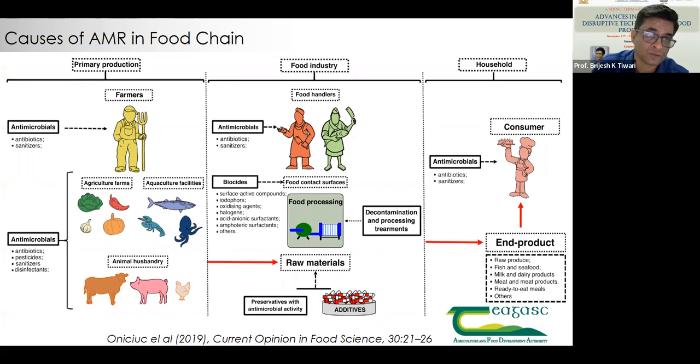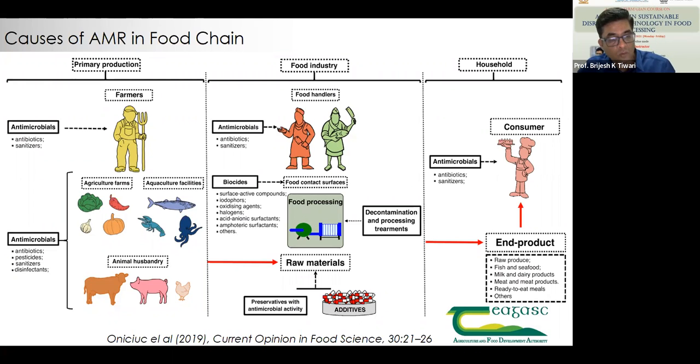We all know that a lot of pesticides are used on different crops, as well as different disinfectants. When it comes to the food industry, again there are food handlers and lots of sanitizers, whether chlorine or peracetic acid or different chemicals, or antibiotics. Other biocides are surface active compounds, iodine, oxidizing agents, acid anionics, and others, a lot of different chemicals, or decontamination processing treatments, as we have seen with a lot of non-thermal technologies. Then again, preservatives, which are used in different food products. This is a generic overview. And the last one is household, that is consumers, again with antibiotics, sanitizers, and raw produce. So there are numerous elements which can cause antimicrobial resistance in a food chain.